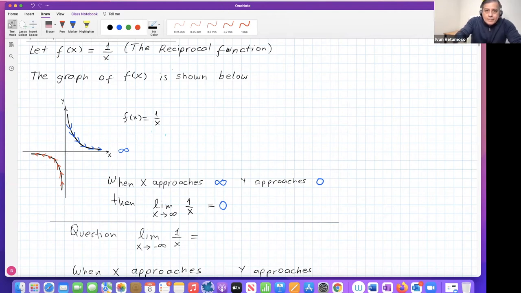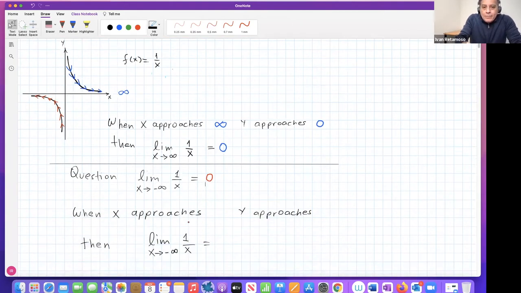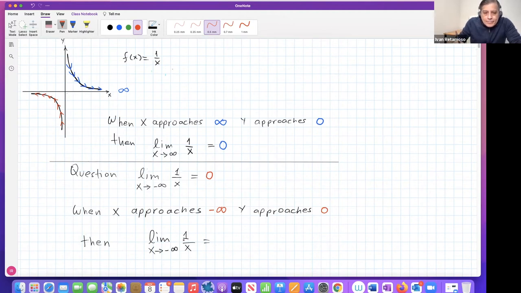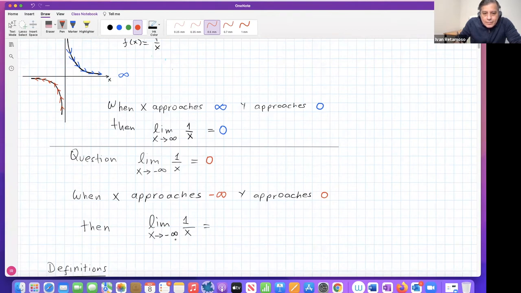Very good, very good. Also zero, right? Because look, the y values are getting smaller and smaller. The curve is never touching the x-axis, but the values are getting smaller and smaller. In the limit, mathematicians say this should be zero. Great, so when x approaches negative infinity, then y approaches zero. Formally, then we can say that the limit of 1 over x as x approaches minus infinity is zero. Very good.